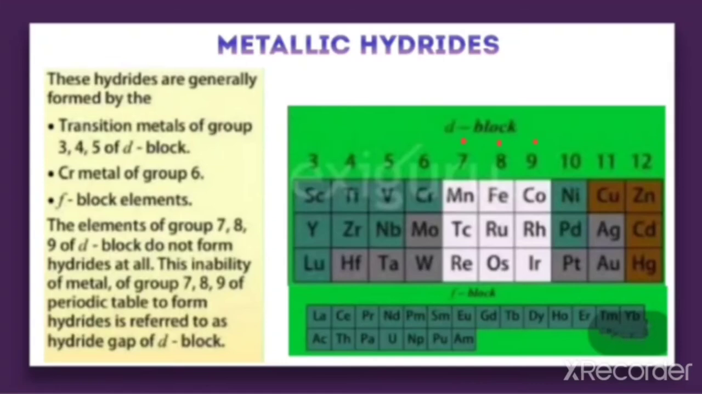This inability of metals of group 7, 8 and 9 of the periodic table to form hydrides is referred to as the hydride gap of D block elements. It is one of the important definitions. What is hydride gap? The D block group 7, 8 and 9 elements do not form hydride. Therefore, it is called the hydride gap of D block elements.